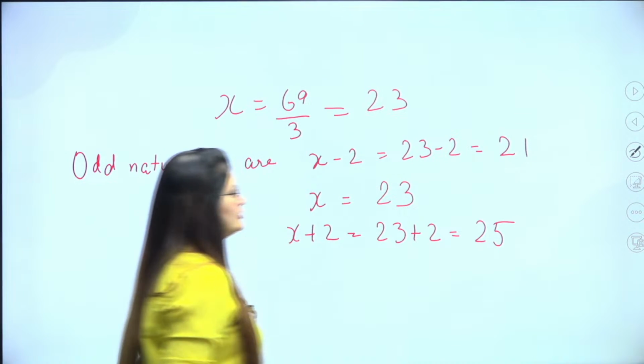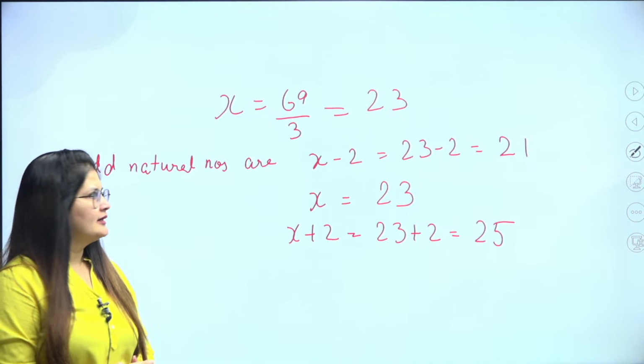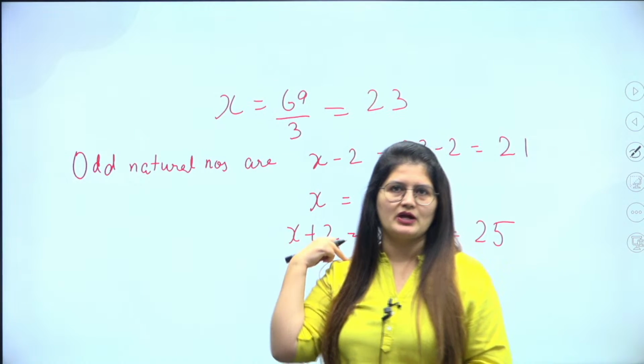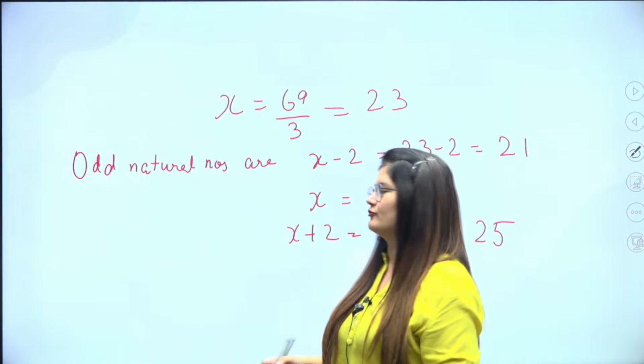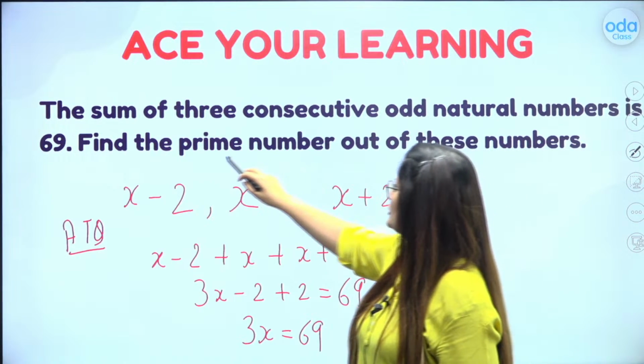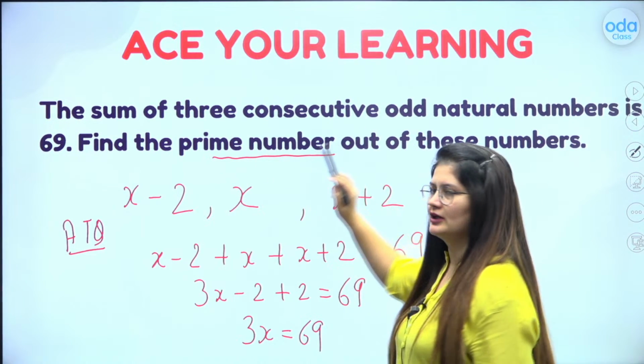So these are the 3 numbers that we have got. Yes, these are the 3 odd natural numbers. Now let's just move back to the question. What was the question actually asking for? The question was actually asking for the prime number out of the given numbers.